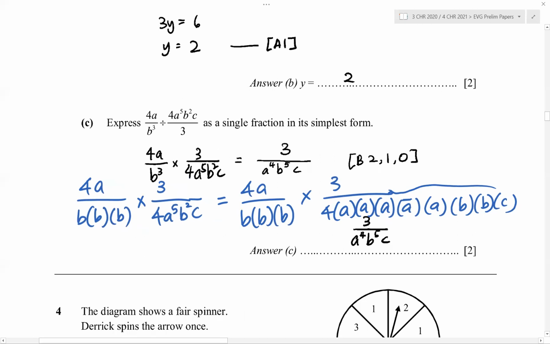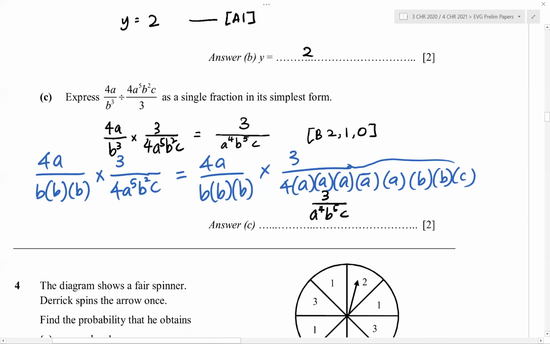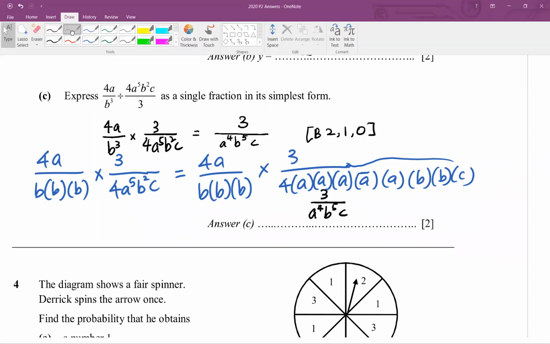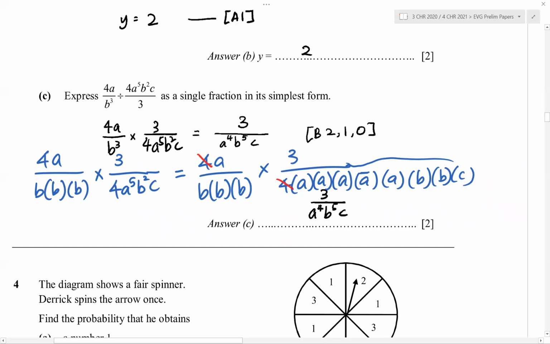Understand so far? Okay, now combine the fraction together. Can cancel. 4 and 4 can cancel. Any more things to cancel? A. How many A to cancel? Only 1. Anything else to cancel? No more already.